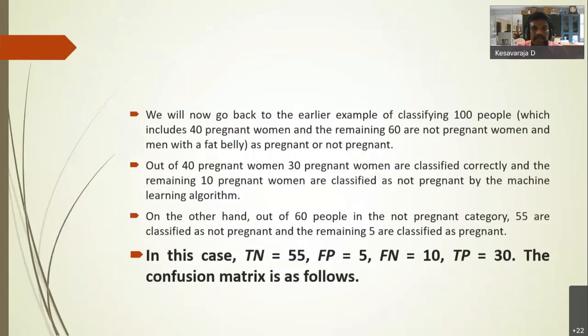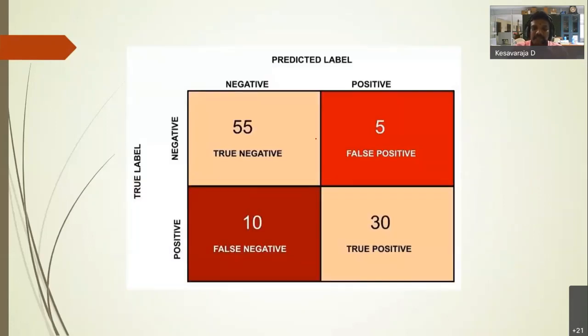In my example, true negative is 55. Among 60 candidates, the system correctly identified 55, but wrongly identified 5. Among the 40, the system wrongly identified 10 and correctly identified 30. So 55 correctly identified, 30 correctly identified, but 10 wrongly identified, and here 5 wrongly identified.